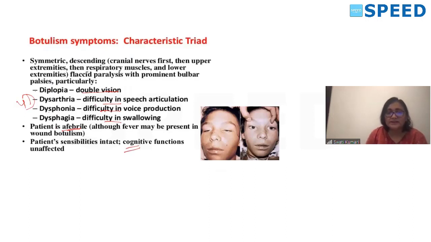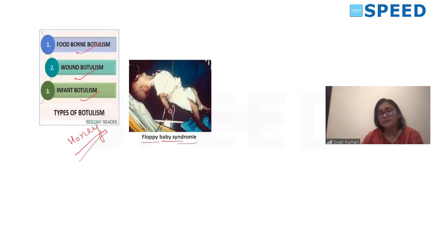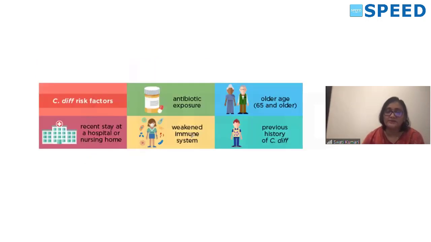So the patient will have symmetrical descending paralysis. Then the respiratory muscles will be involved, and then the lower limbs. The patient will be afebrile, and cognitive function will be intact. It can be foodborne, it can be through a wound, or it can be infant botulism, which mainly gets transmitted through eating honey in the pediatric age group. It leads to floppy baby syndrome. Muscle tone is lost.